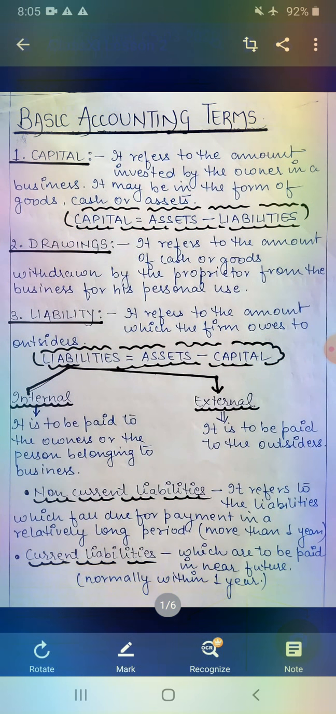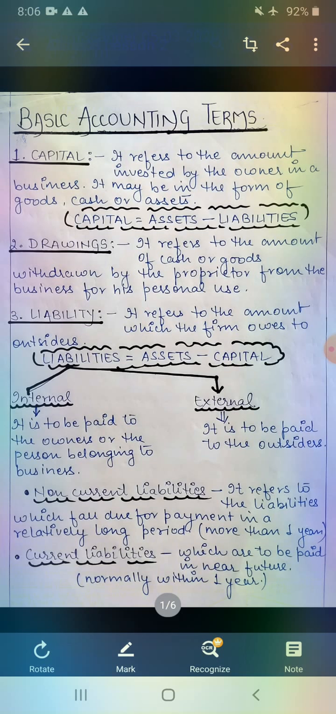So class 11th, the first term which you have to understand is capital. Now what do you mean by capital? It refers to the amount invested by the owner in a business. It may be in the form of goods, cash or assets. The amount which is invested by the owner to start the business can be termed as capital. Like Mr. A started a business with cash of rupees 5 lakhs. So that 5 lakh will be known as capital.